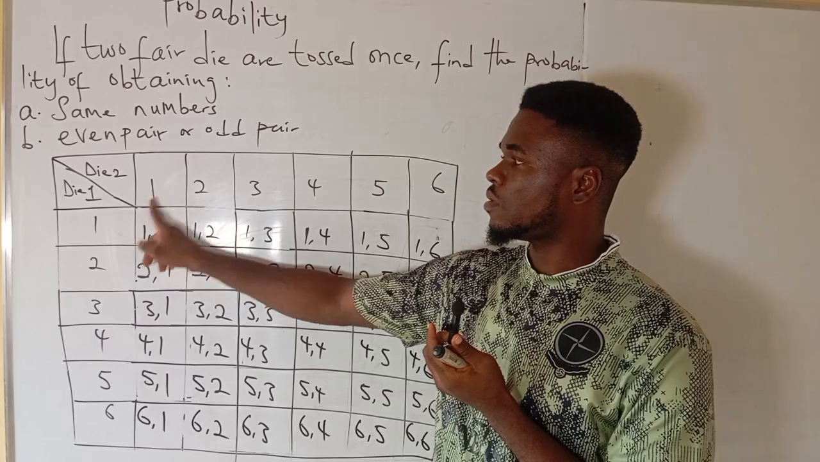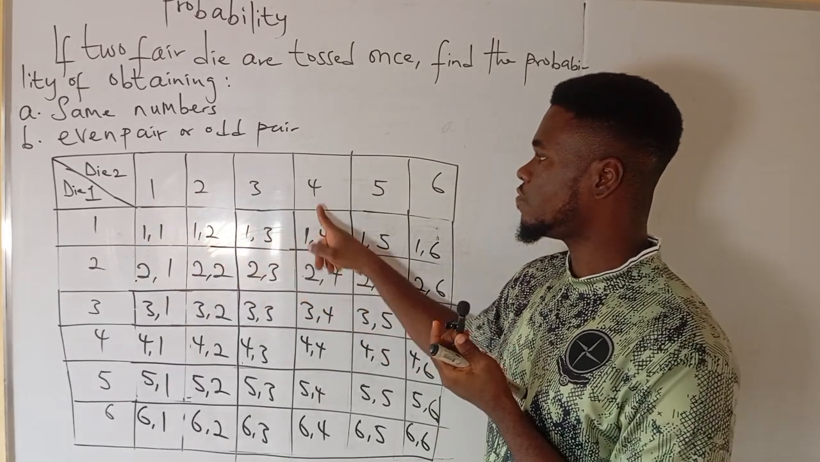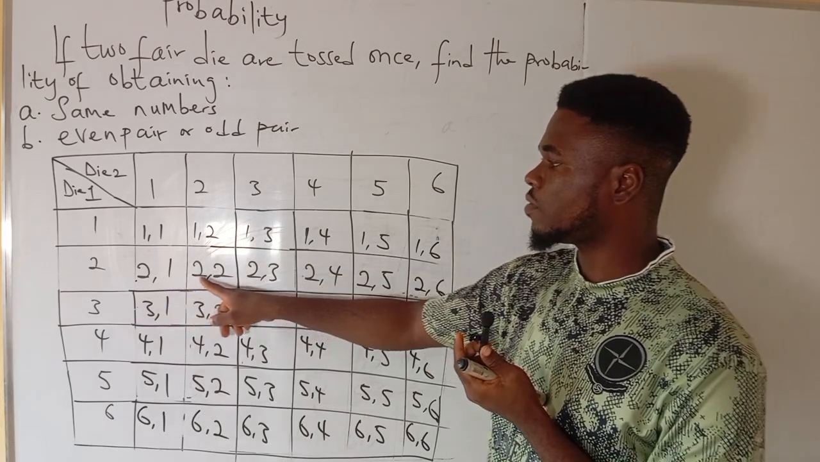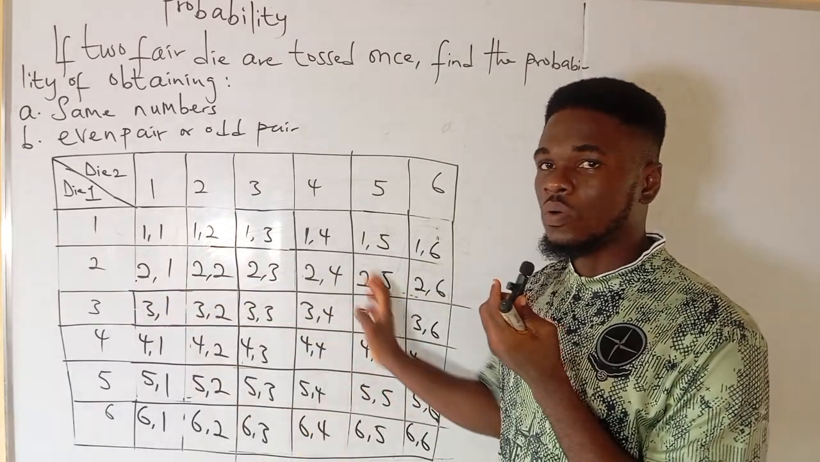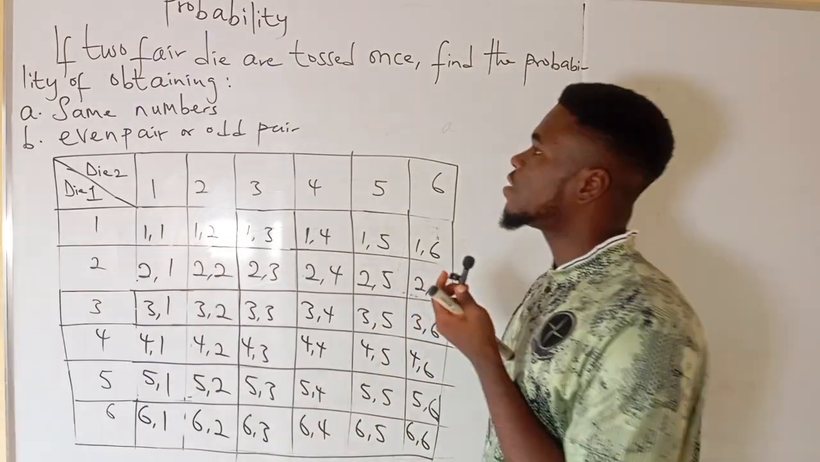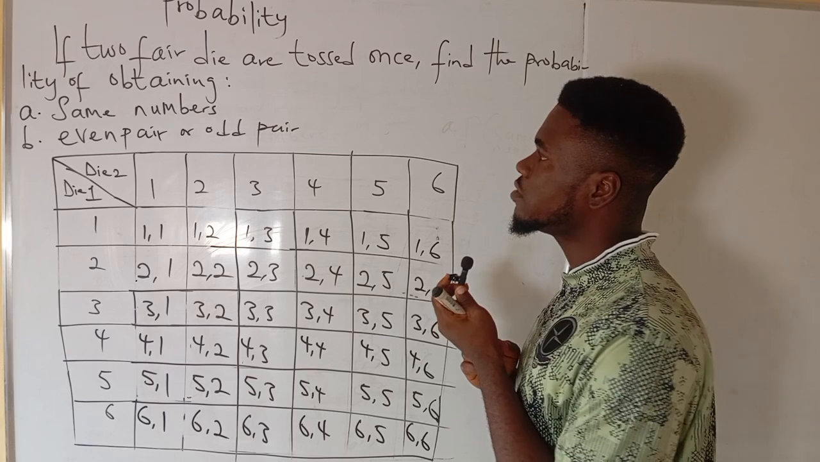When you combine 1 and 1, 1 and 2, that is 1 comma 2, 1 and 3, 1 and 4, 1 and 5, 1 and 6. Start with 2 and 1. That is how you keep on combining them until you get all the possible outcomes needed. Easy, right? Okay, now the first question said, find the probability of obtaining the same numbers.